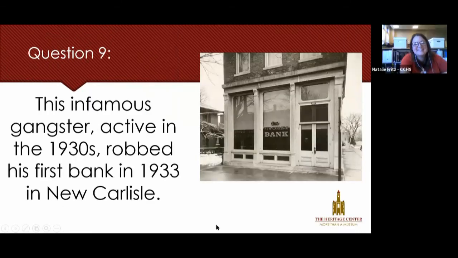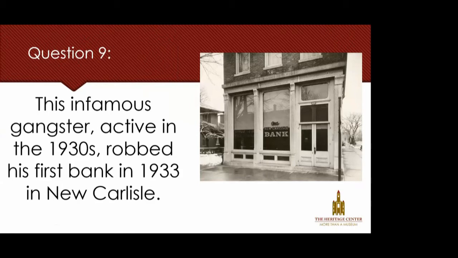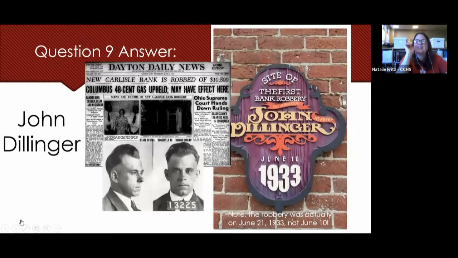Okay, question 9. This infamous gangster, active in the 1930s, robbed his first bank in 1933 in New Carlisle. John Dillinger. Yes. So that building still stands. I think it's like a candle shop now. It's got this marker on the side of the building about the robbery, but it actually has the date wrong. The date was June 21st, not June 10th, but this is an article here from the Dayton Daily News.